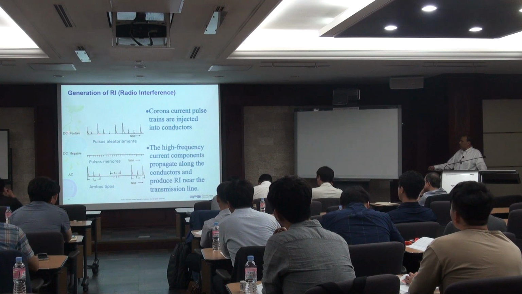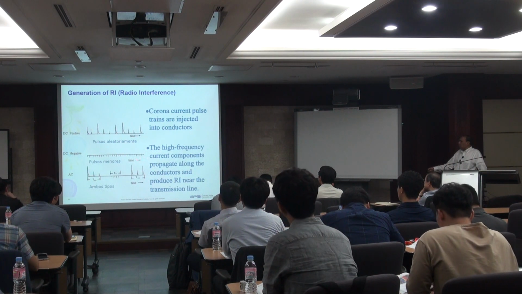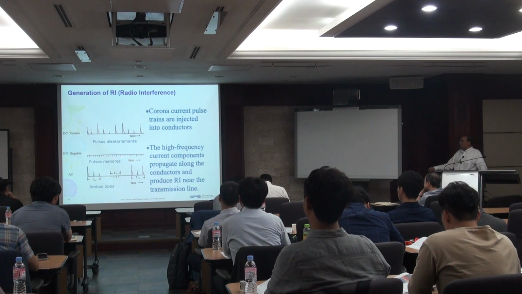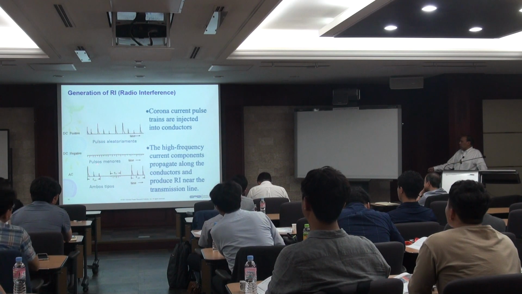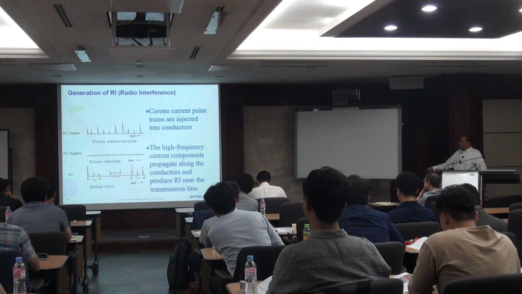To time, it may keep going. Some of them are higher magnitude, some of them lower magnitude. So if you take DC negative pole, the radio interference pulses are smaller in height compared to positive pole, but their frequency is higher. These more high frequency current components propagate along the conductors and produce radio interference near the transmission line, compared to AC.